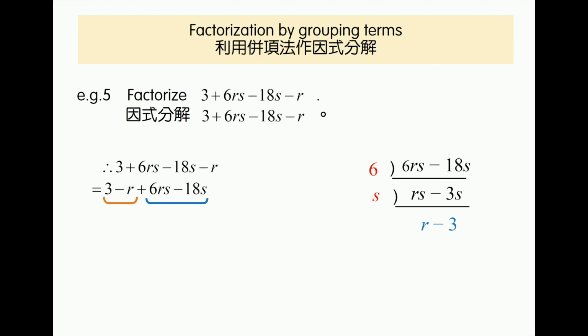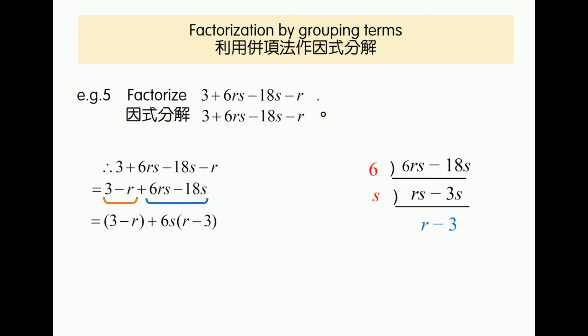You can see the r minus 3 here is very similar to the bracket in the front. But r minus 3 and 3 minus r are still different. It's like 3 minus 5 and 5 minus 3. One of them is negative 2, one of them is positive 2. The difference is in the sign.